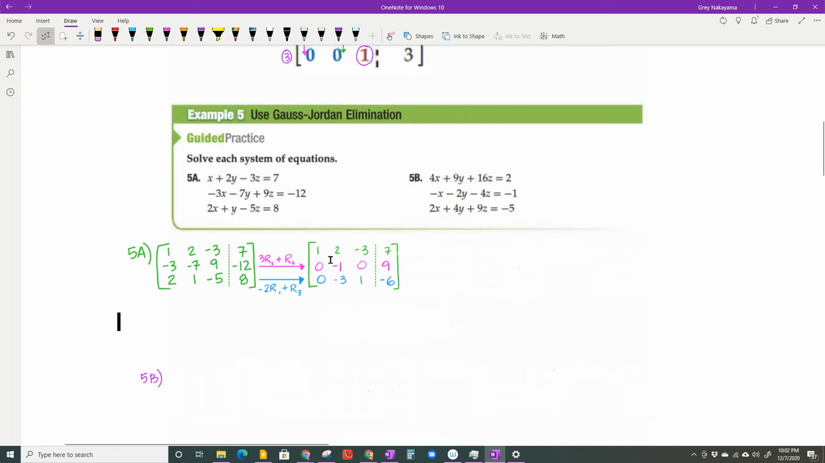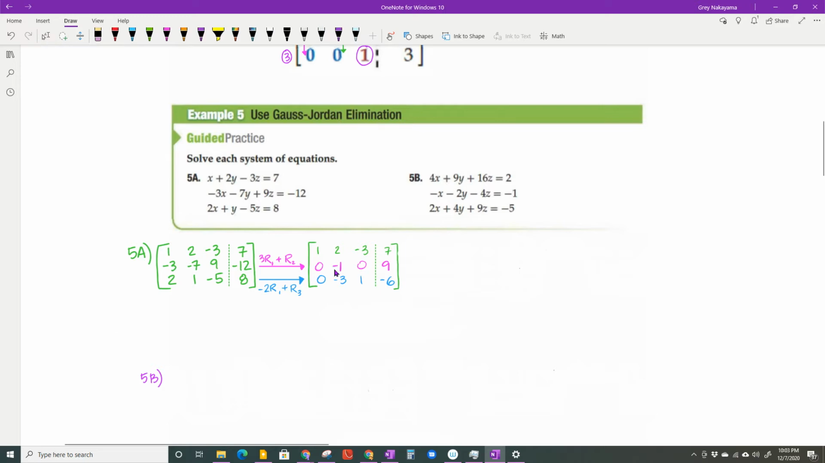I have a 1 and I have zeros. Now I'm moving to the second column, and I need a 1 here, but I have a -1, so for all practical purposes, I have it. I'm going to multiply everything by a -1 to make it 1. But now I'm going to go ahead and use this to get zeros here and here. So if I multiply this row by 2 and add it to that row, then I'm going to have a 0.